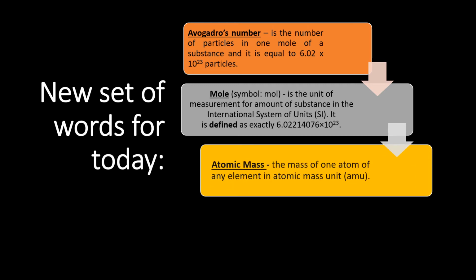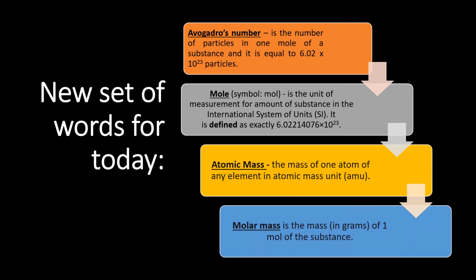Our third word is atomic mass. Atomic mass is the mass of one atom of any element in atomic mass units. And the fourth one is molar mass. Molar mass is the mass in grams of 1 mole of a substance. Again, we have 4 words to learn today. 1. Avogadro's number. 2. Mole. 3. Atomic mass. And the fourth one is molar mass.